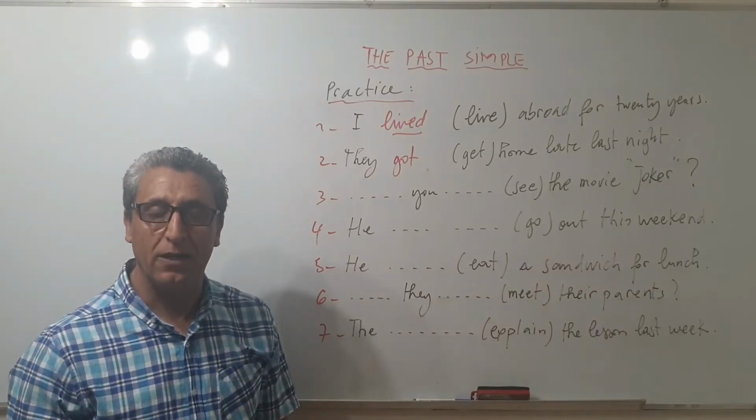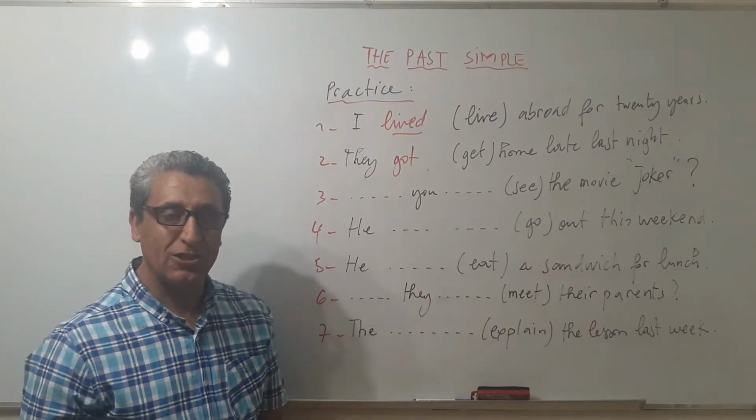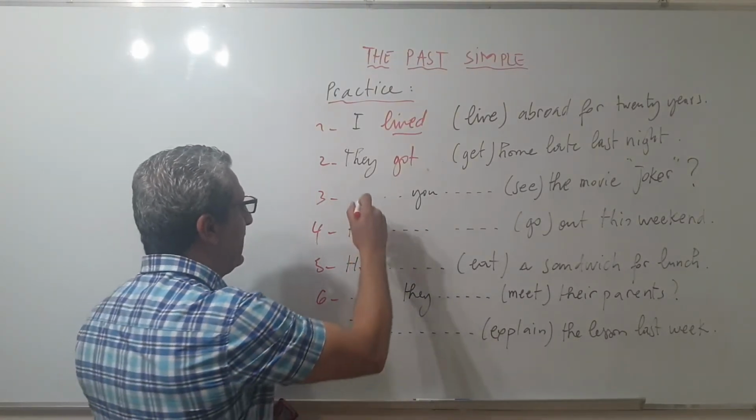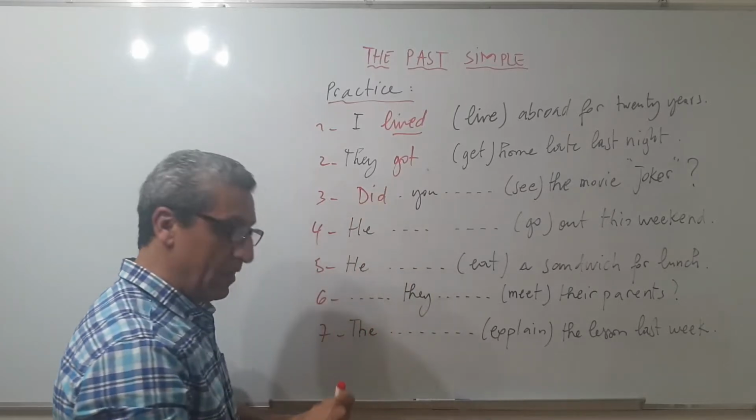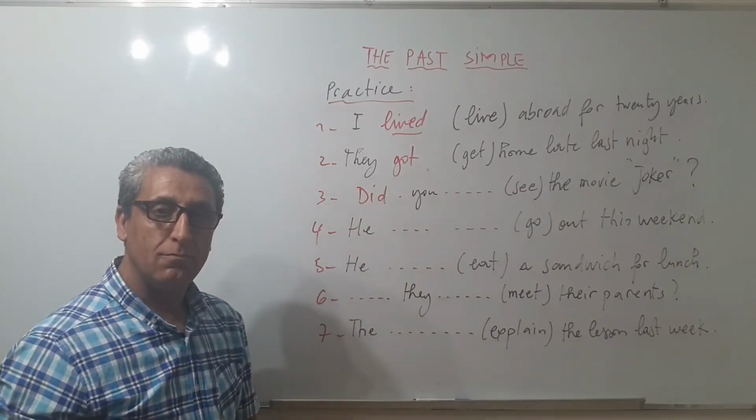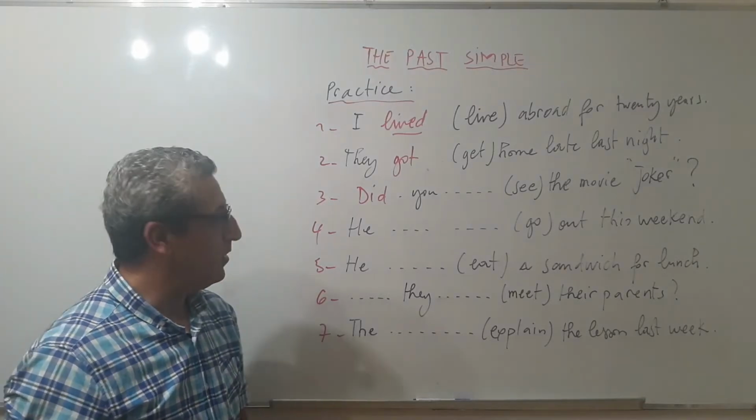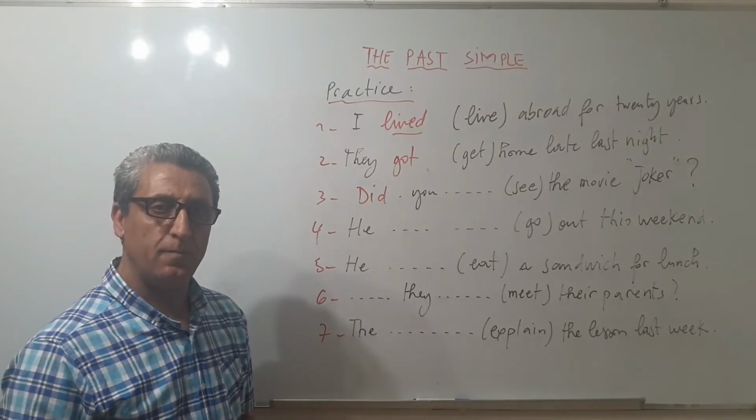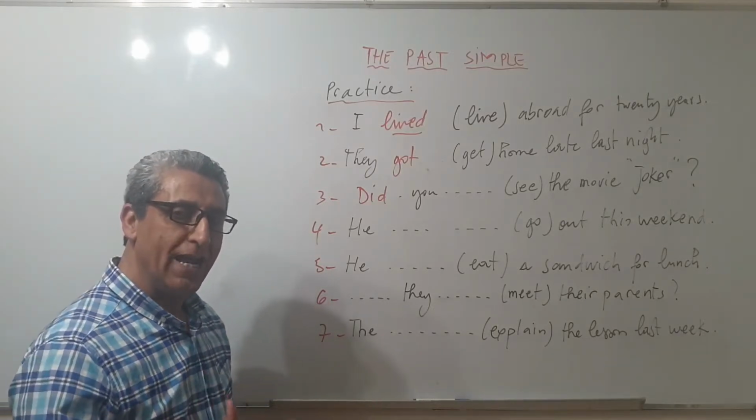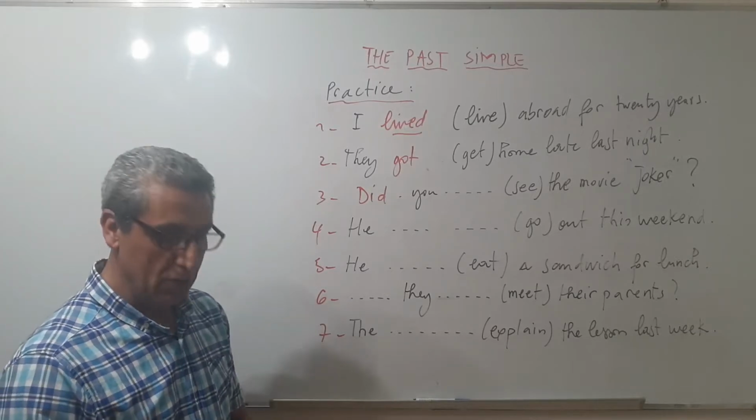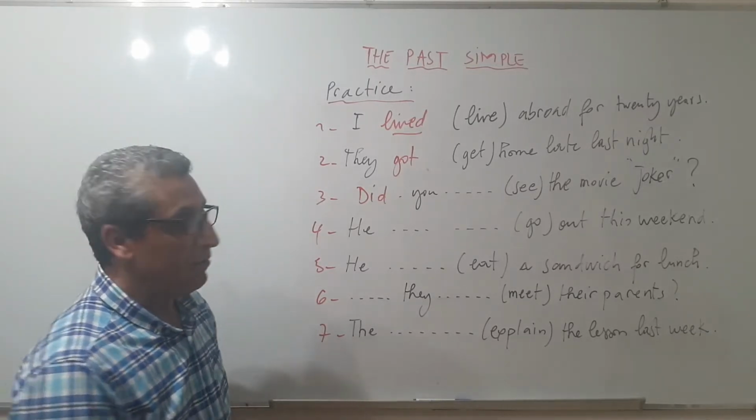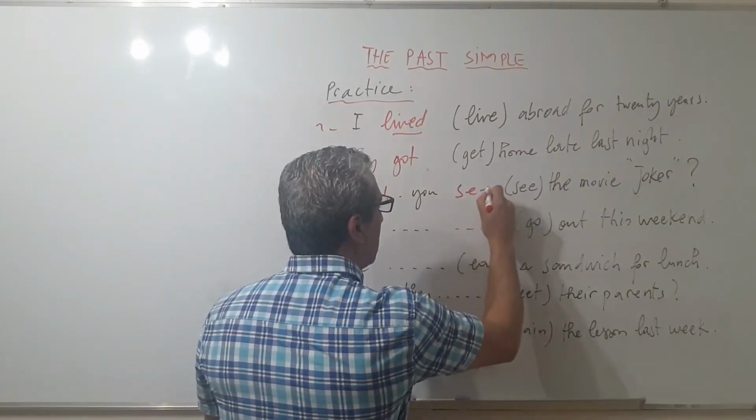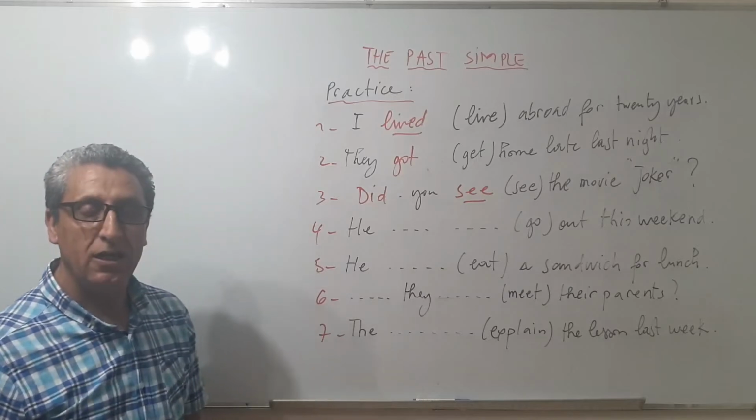Yes? So what do we start with? Very good, excellent. We start with did. Okay? We start with did. And remember, the verb that comes after the subject in question, is it conjugated or is in the infinitive form? Yeah, very good. It's in the infinitive form. So the answer is, did you see, so there is no change. The verb remains the same. Okay, so did you see the movie Joker?